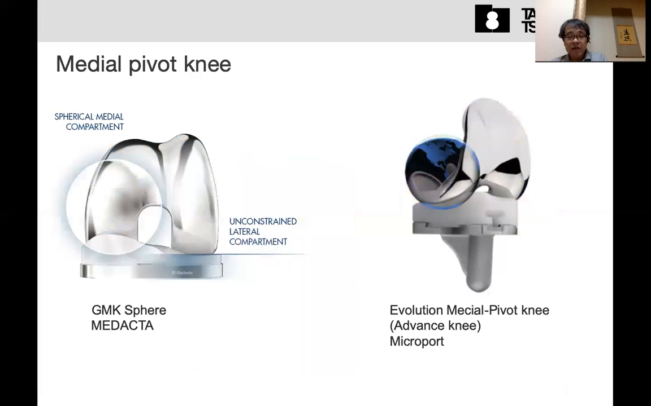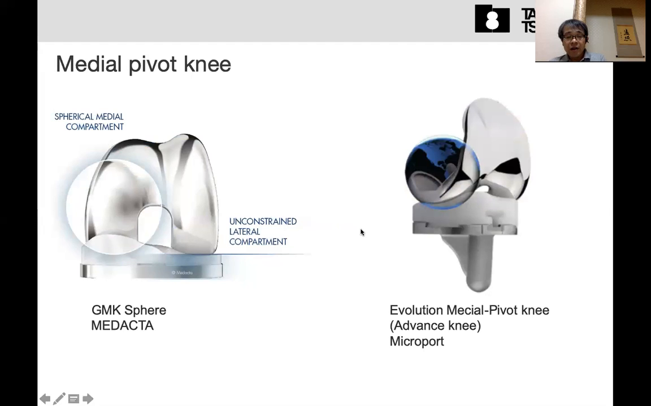So this is another medial pivot knee. This is a Matacular knee, and this is a MicroPort knee. This knee's medial side is a complete cup and socket shape. So the medial side is a complete sphere.